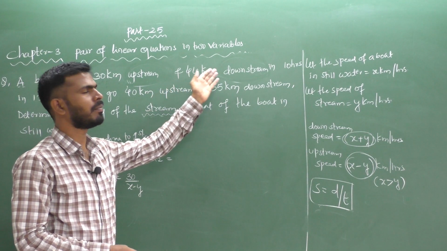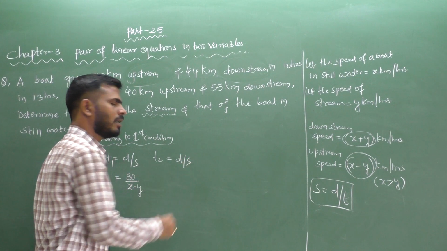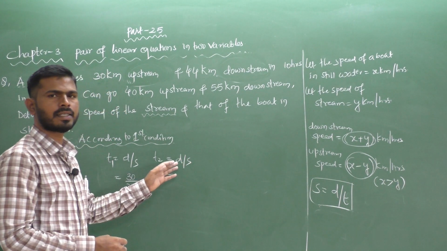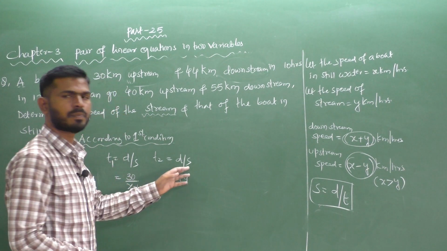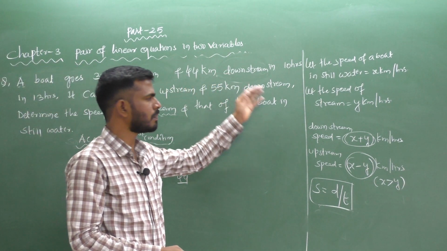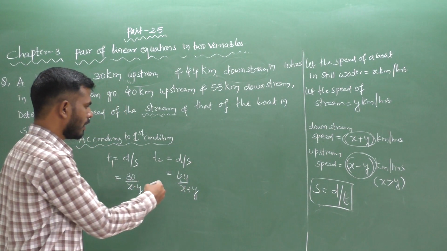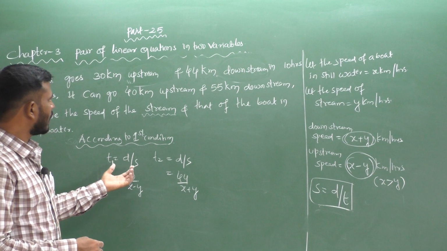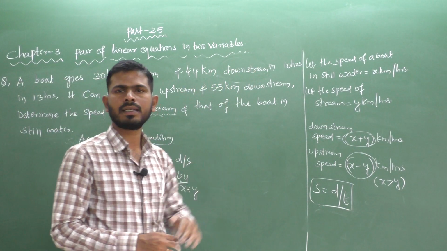So 44 km downstream. So time equal to formula distance by speed. So what is the distance it covered? The boat covered 44 km. 44 by speed, which speed, that is downstream. Downstream means that is x plus y. Now we can add upstream and downstream together. It will take the time, that is 10 hours.